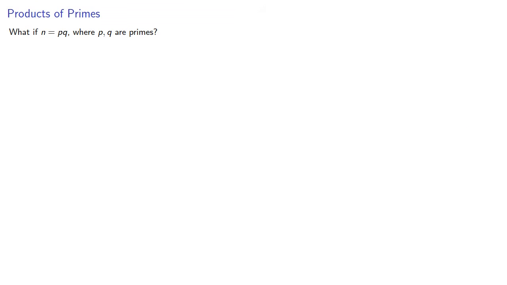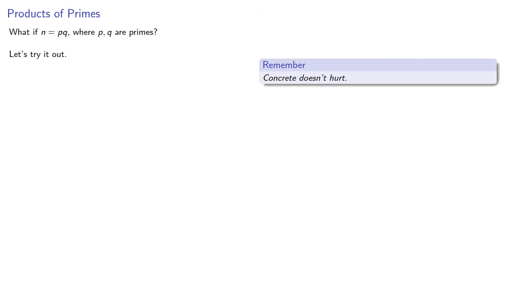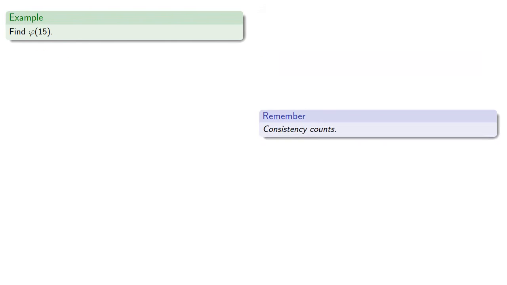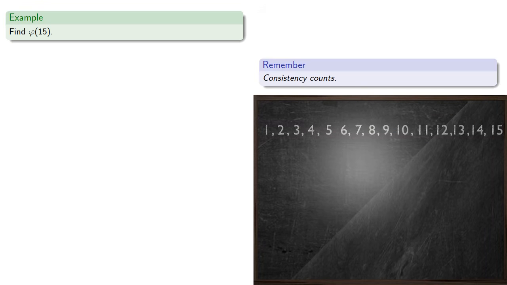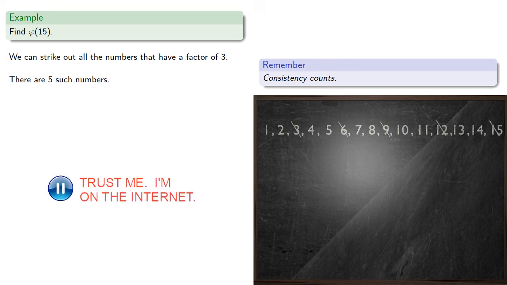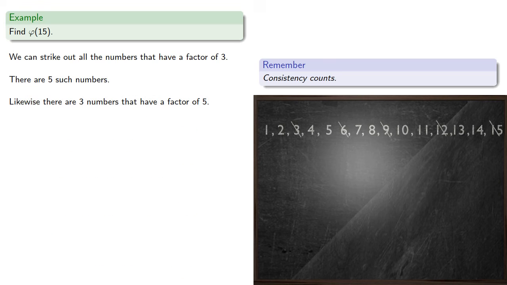What if n is p times q where both p and q are primes? Well, let's try it out. Remember, concrete doesn't hurt. Let's find phi of 15. So consistency counts. We want to find the numbers among 1 through 15 that are relatively prime to 15. That's 3 times 5. Now we can strike out all the numbers that have a factor of 3. There are 5 such numbers. Likewise, there are 3 numbers that have a factor of 5.